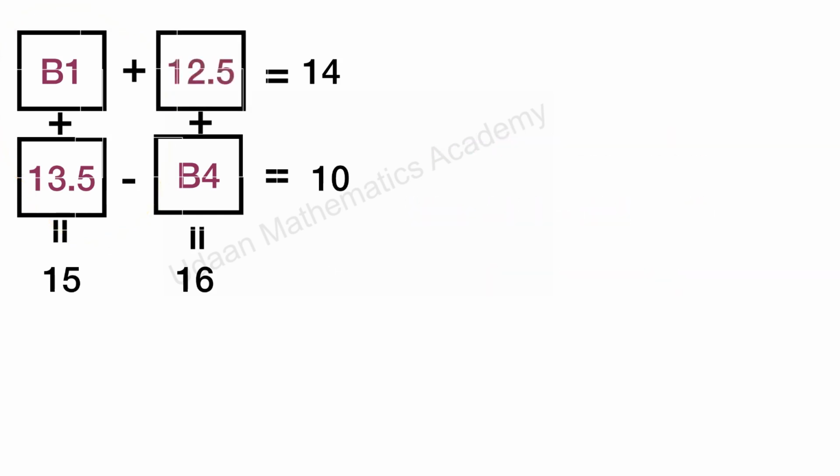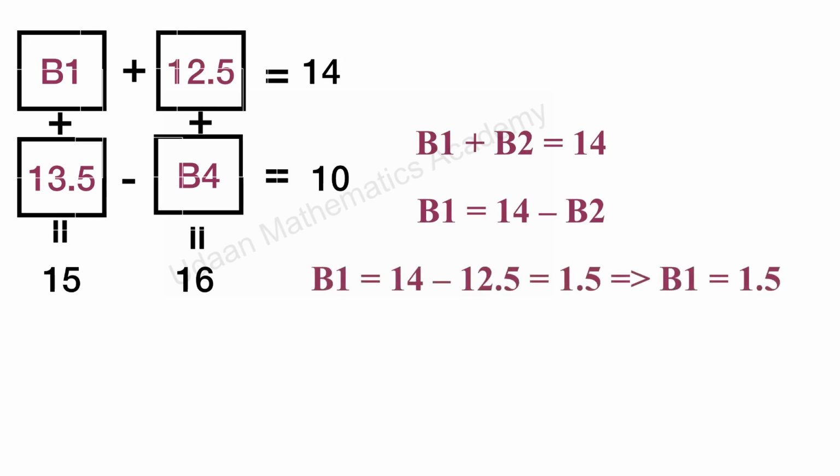Now consider other equations to solve for other variables. We know from the initial equations B1 plus B2 equals 14. After rewriting, the equation becomes B1 equals 14 minus B2. Since the value of B2 is 12.5, the value of B1 becomes 14 minus 12.5, which equals 1.5.